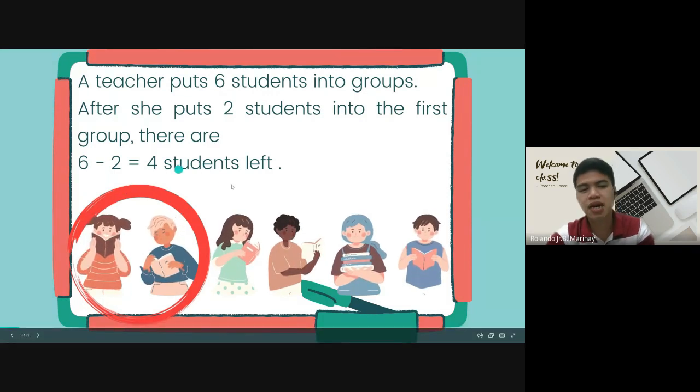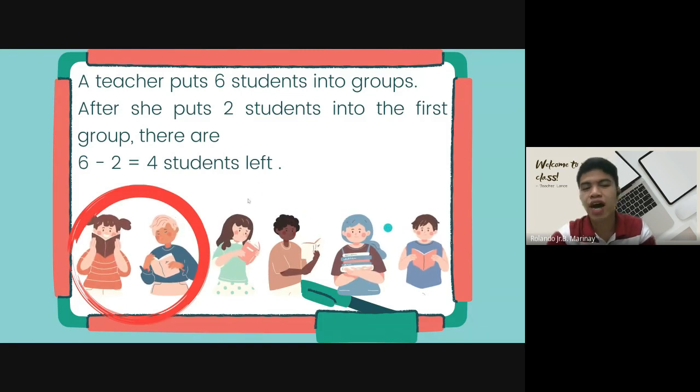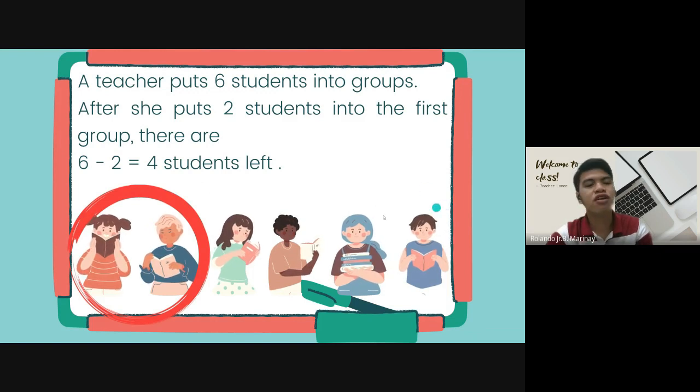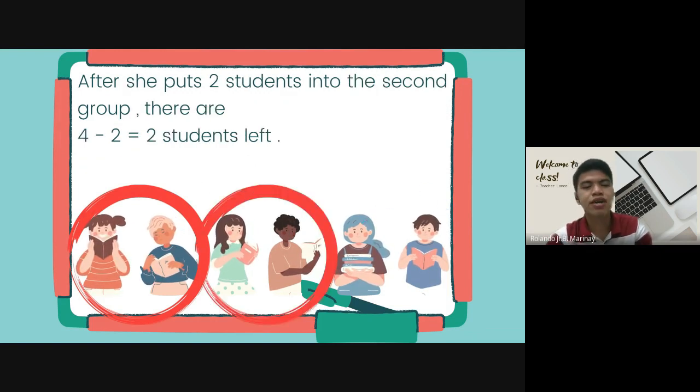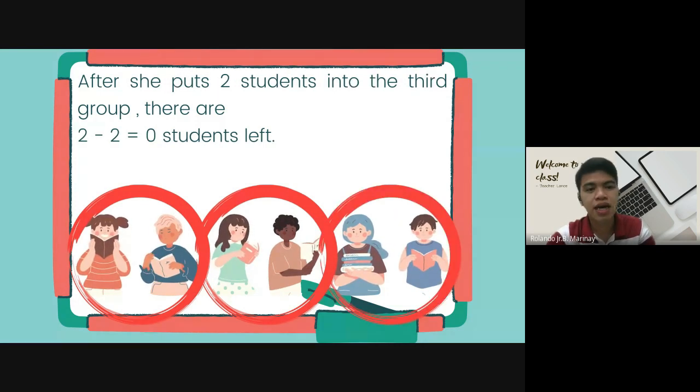6 minus 2 equals 4. We still have 1, 2, 3, 4. After the teacher put 2 students into the first group, there are 4 students remaining. So after putting 2 people again in a group, we still have 2 students remaining. 1, 2. Okay. And then after putting another 2 students in a group, there will be 0 students remaining.